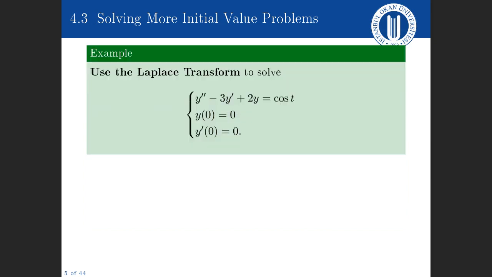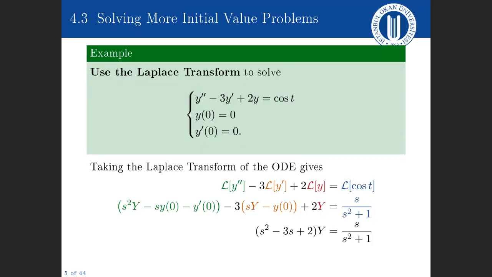Okay, let's do an example. Use the Laplace transform to solve y double prime minus 3y prime plus 2y is equal to cos t with the initial conditions y of 0 equals 0, y prime of 0 equals 0. This is actually an easy differential equation. We could have solved this one using the methods from the previous chapter, but I want to solve this using the Laplace transform.